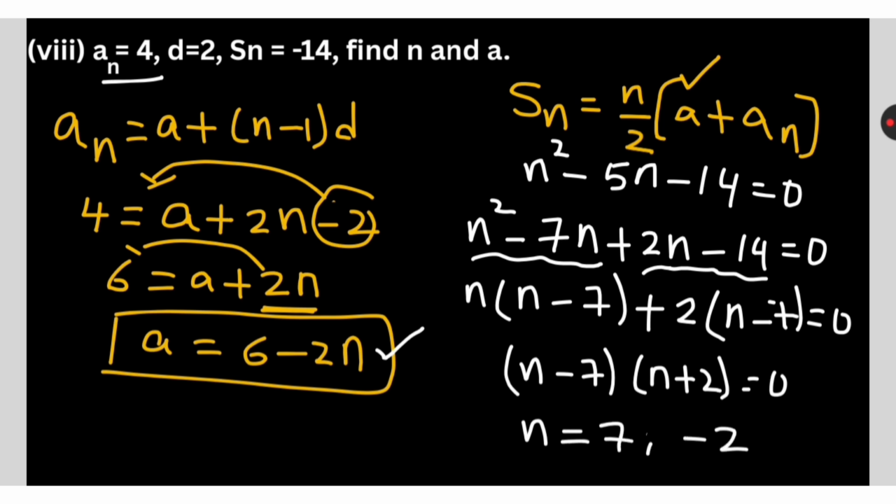But here n is nothing but the number of terms. The number of terms cannot be negative, isn't it? So that's why we are going to reject this minus 2 and take only n as 7. So the number of terms is 7.